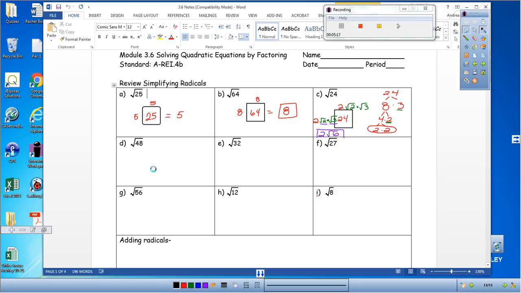Okay, 48, same thing. We want to factor that. So I'm going to do 4 times 12. If you did other numbers, that's fine. We're then going to get 2 times 2, 4 times 3, 2 times 2.